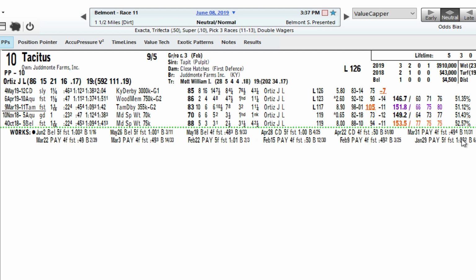And then we have Tacitus. Now, its first two races where it tried to break its maiden at Belmont and then broke its maiden at Aqueduct were good positionally, but the energy distribution a little early for the Belmont Stakes. Then, as a 3-year-old, it's shown a decidedly late style.